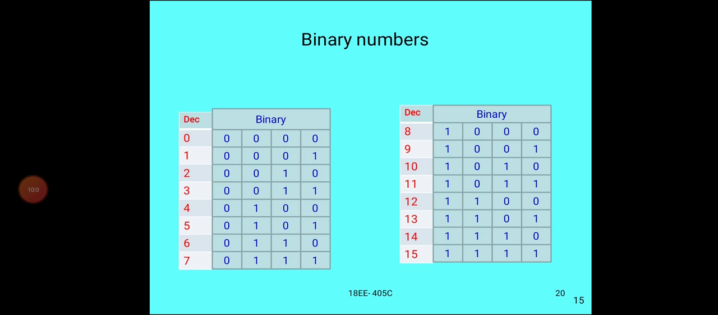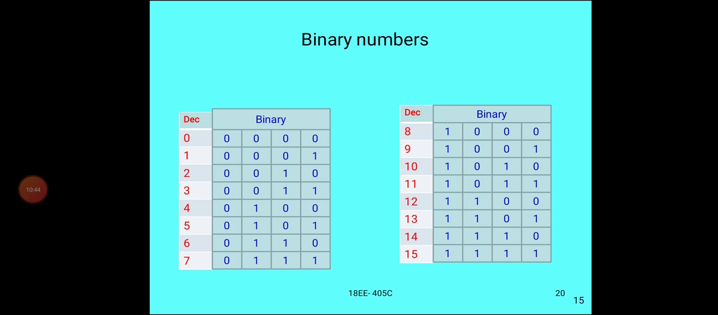The decimal numbers and the corresponding binary numbers are shown in the table. 0 can be represented in binary as 0, 0, 0, 0. 1 means 0, 0, 0, 1. 2 means 0, 0, 1, 0. 3 means 0, 0, 1, 1. 4 means 0, 1, 0, 0. 5 means 0, 1, 0, 1. 6 means 0, 1, 1, 0. 7 is 0, 1, 1, 1.